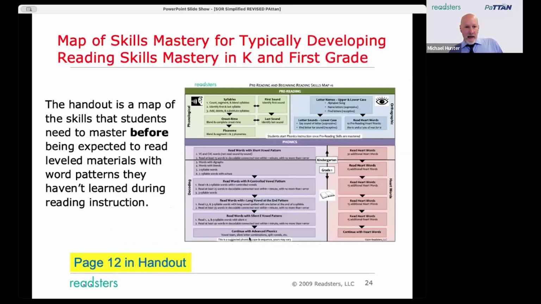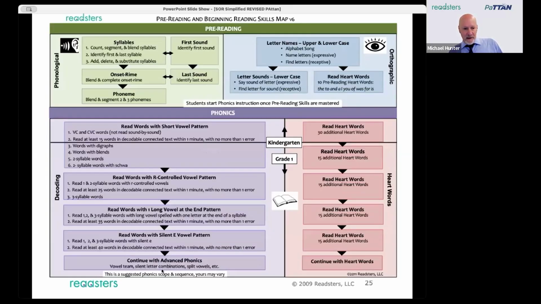Okay. In the handout, the last page is a blow up of what I'm going to show you now, our pre-reading skills map. This is a map we put together because, again, I'm a visual learner and it helps me to have things organized visually to understand them. So this is the pre-reading skills and beginning reading skills map. The skills develop from the top going down. So at the very top is the easiest, and at the bottom is going to be more complex.